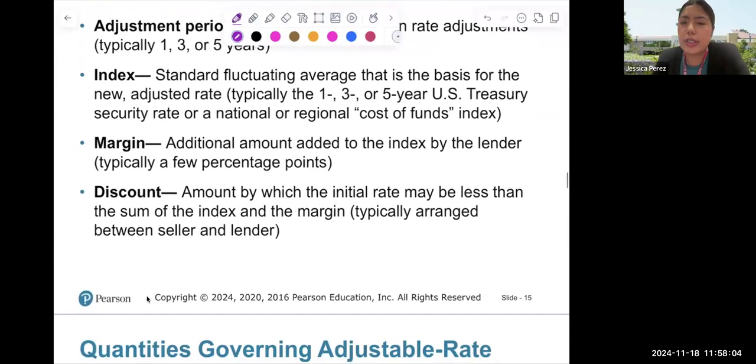There's also the margin, which is the additional amount added to the index by the lender, typically a few percentage points. So again, the margin is the quantity added by the lender. The discount is the amount by which the initial rate may be less than the sum of the index and margin. This is typically arranged between the seller and the lender. So there's also a discount from this initial rate.